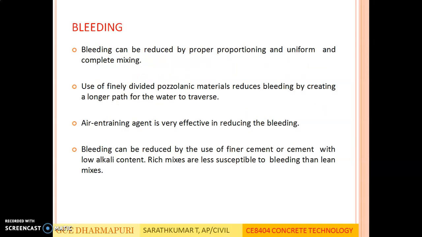Bleeding can be reduced by proper proportioning and uniform and complete mixing. Use of finely divided pozzolanic materials reduces bleeding by creating a longer path for the water to traverse. Air entraining agent is very effective in reducing bleeding. Bleeding can be reduced by the use of finer cement or cement with low alkali content. Rich mixes are less susceptible to bleeding than lean mixes. So you have to use more cement to avoid bleeding.